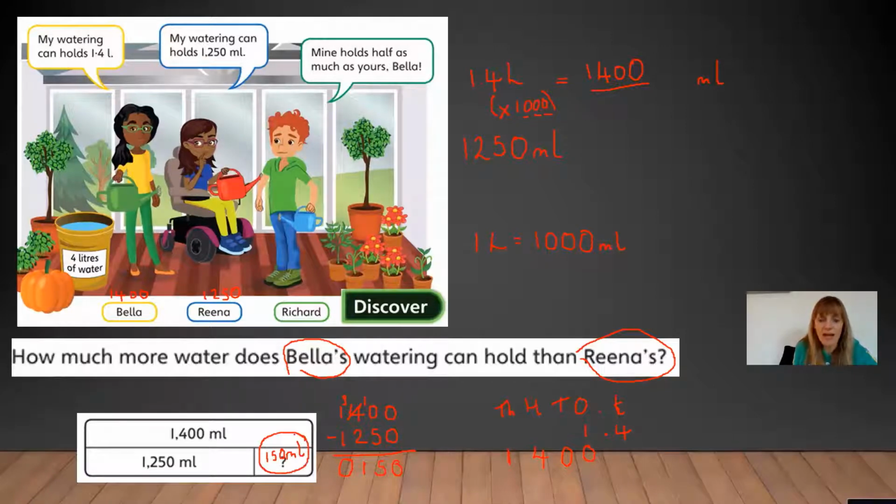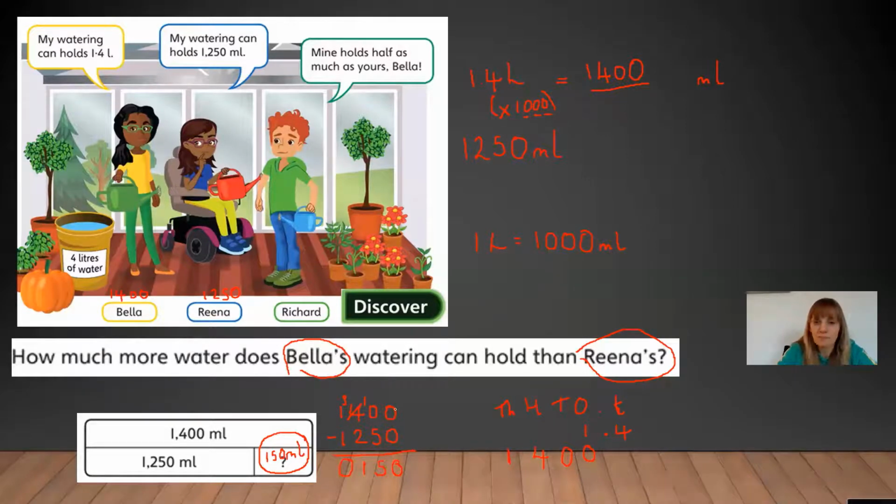So that means, how much more water does Bella's watering can hold? It holds 150 millilitres more. How could I check that answer? Well, I could do the inverse, couldn't I? Because if I added 150 millilitres to Rena's 1,250 millilitres, I should get an answer of 1,400 millilitres.